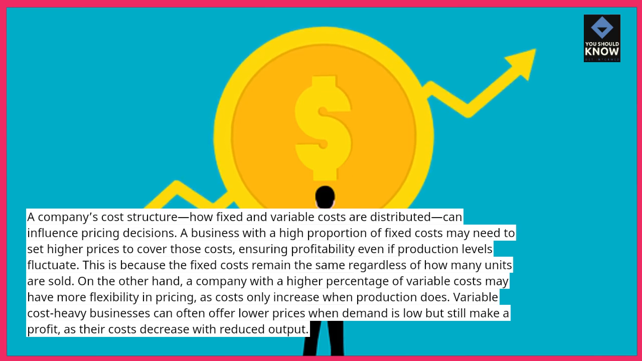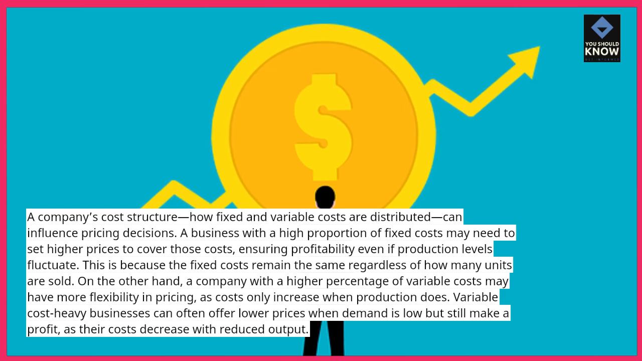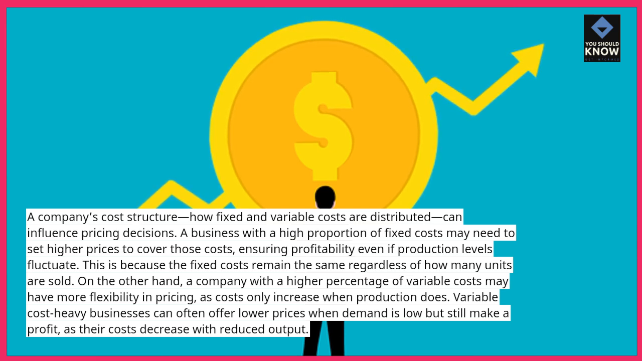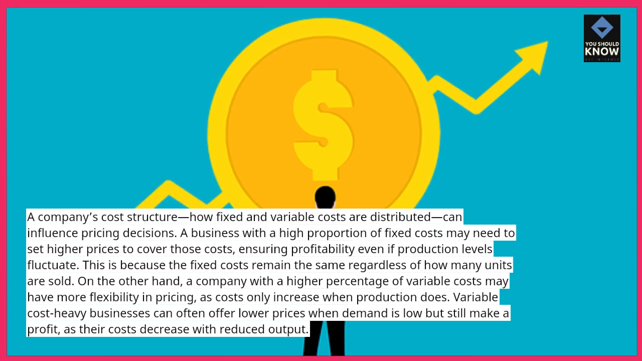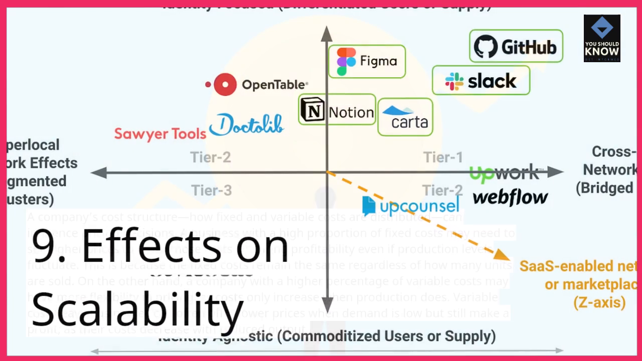On the other hand, a company with a higher percentage of variable costs may have more flexibility in pricing, as costs only increase when production does. Variable cost-heavy businesses can often offer lower prices when demand is low but still make a profit, as their costs decrease with reduced output.